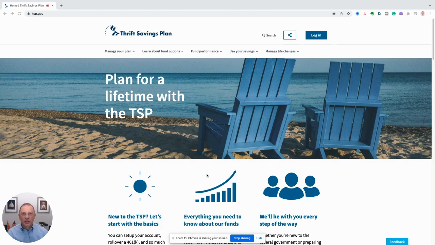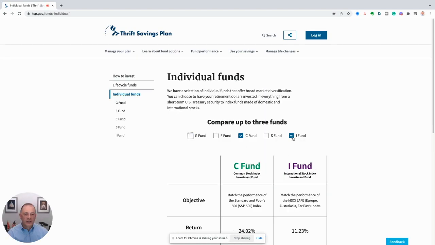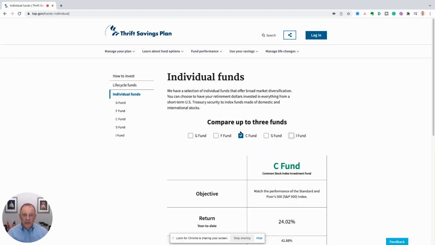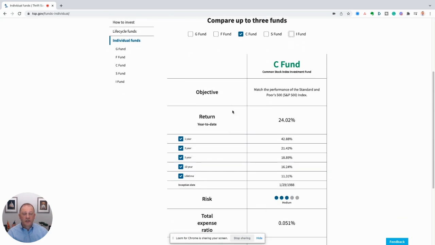To learn a little bit more, let's take a look at TSP.gov, the Thrift Savings Plan website, so you can get the facts about the different funds. So let's go into learn about funds. All right, individual funds, and then we'll get rid of the G and the I because we really want to just focus on the C fund today. And when we look at this, we see exactly what we've been talking about.